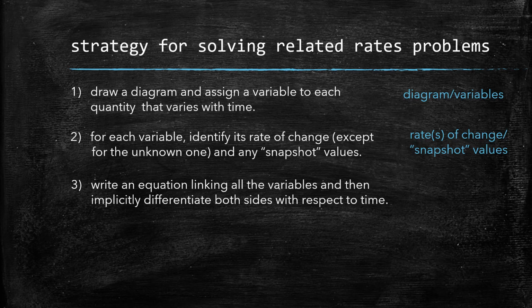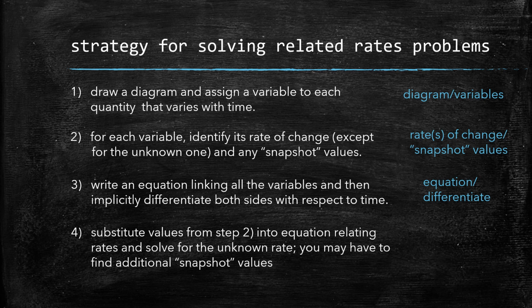The third step is to write an equation linking all the variables and then implicitly differentiate. Now, the equation is sometimes given, but sometimes it's not, and that's where the diagram helps, so that you can create the equation. And then the final step, of course, is to substitute all the values that you have outlined in step 2. Substitute all those in and solve for the unknown rate. At that point, you may have to find additional values if they appear in your equation. So let's get started with an actual example.